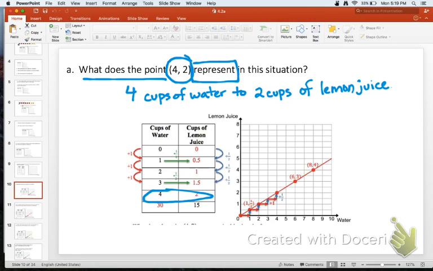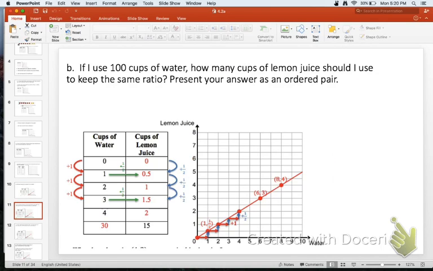Again, tables and graphs can help us understand what is happening. So let's look at more questions. If I use 100 cups of water, how many cups of lemon juice will I need to keep the same ratio? Well, we've learned that the ratio is 1 to 1/2. I can write it like that. That means I have water on top and lemon juice on the bottom.